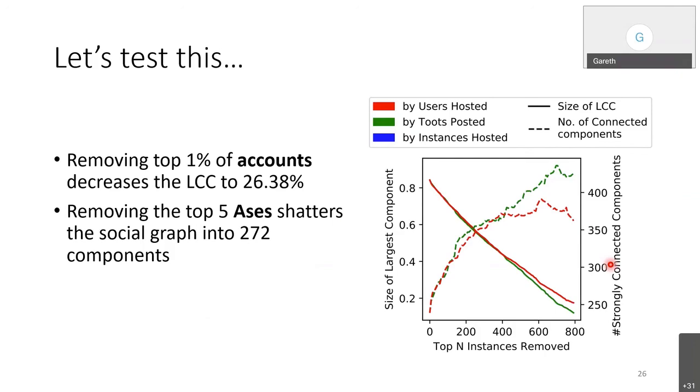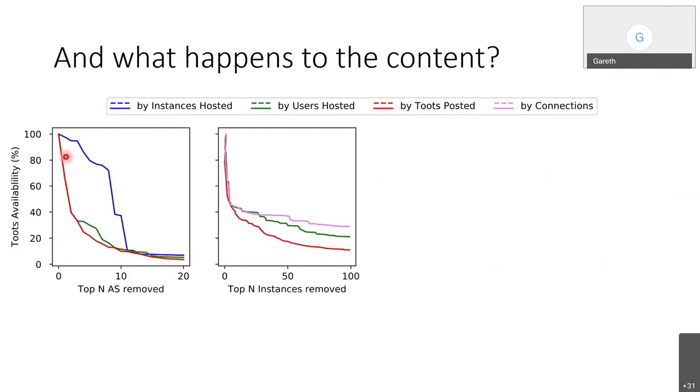And the same thing happens for content. So this is showing what happens when you remove top autonomous systems and top servers. And again, I don't want to go into too much detail about these graphs, but what this line shows is that as you remove top networks, the amount of content that stays in the network collapses radically. So by removing the top 10 networks hosting instances, you find that almost 90% of all the content gets removed from the system. And again, this is a product of the centralization, because when you have such a central dependency, removing those central dependencies has a disproportionately large effect on the system.